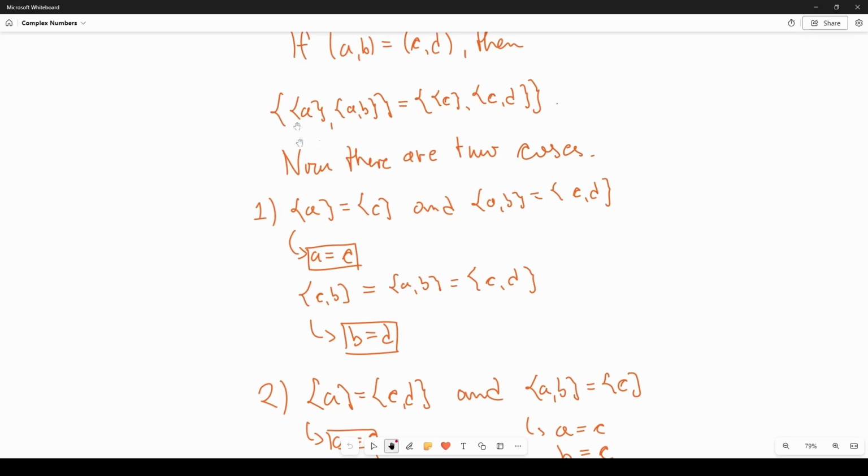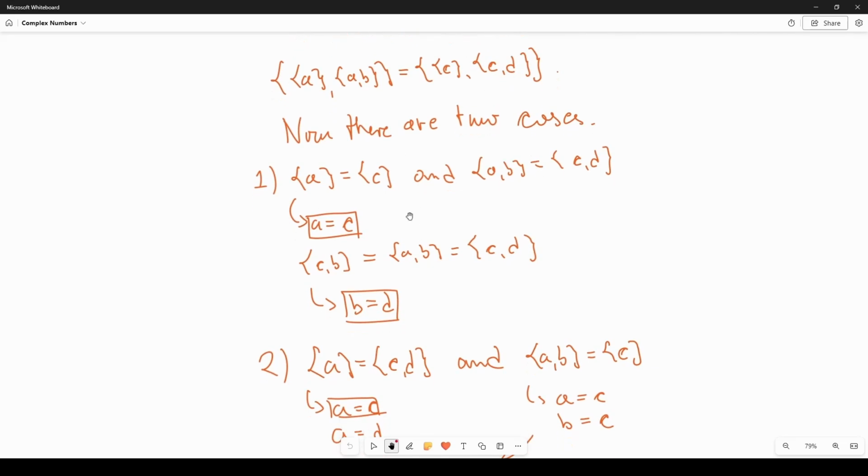So since these two sets are equal, that means that, for example, this element over here is equal to this element, and this element has to be equal to this element. So we have that the set containing A is equal to the set containing C, and the set containing AB is equal to the set containing CD.